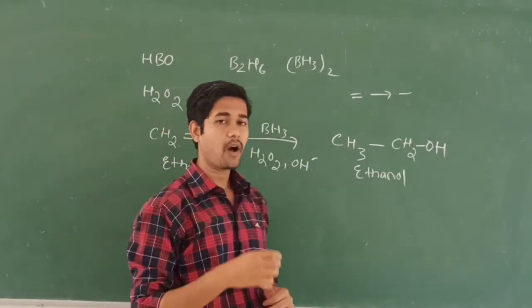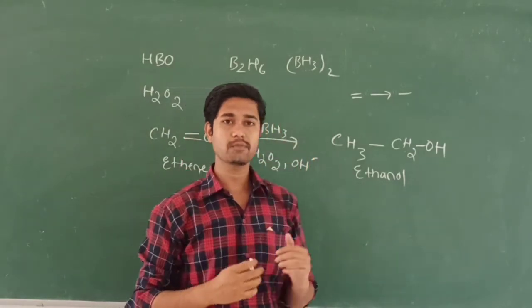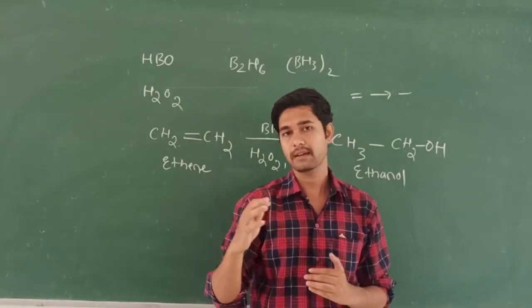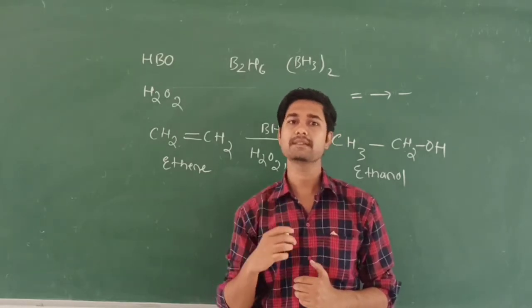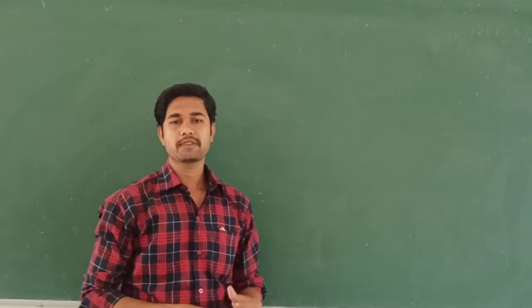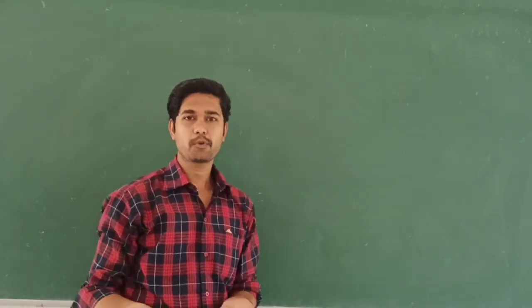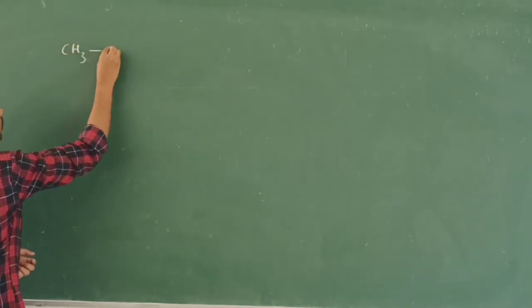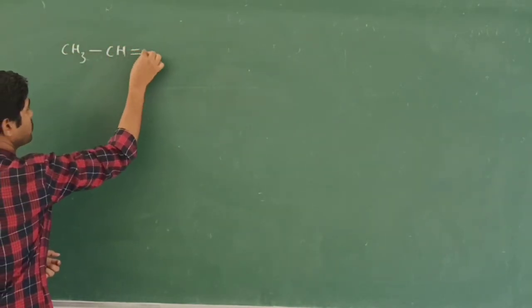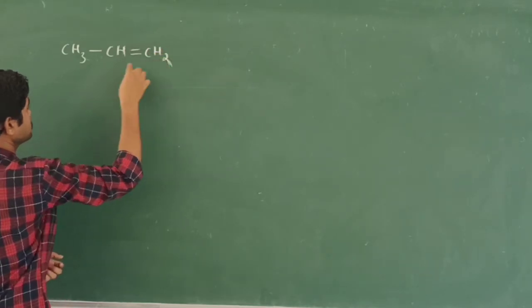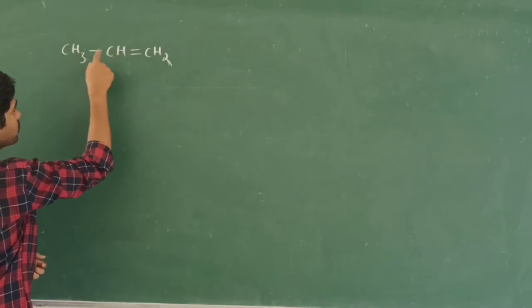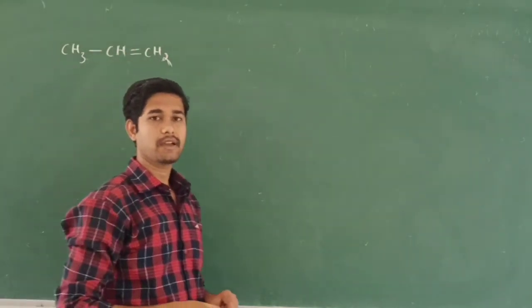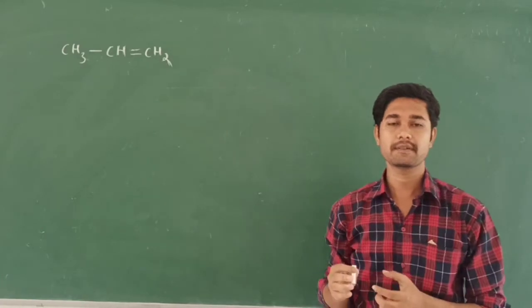Now let's discuss what type of product we obtain when this BH3 unit and hydrogen peroxide react with an unsymmetrical alkene. We are going to discuss the unsymmetrical alkene propene, which is CH3 single bond CH double bond CH2. See the carbon valency, 4 for each carbon. Here we are going to treat it with the BH3 unit.